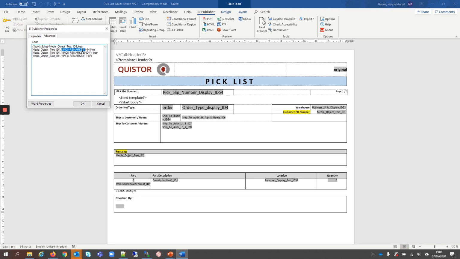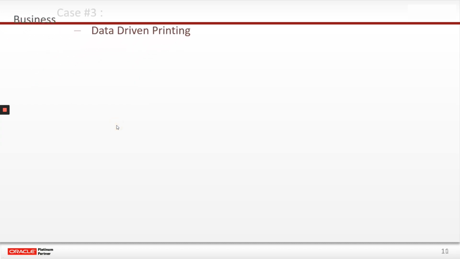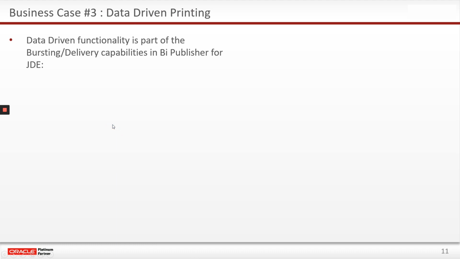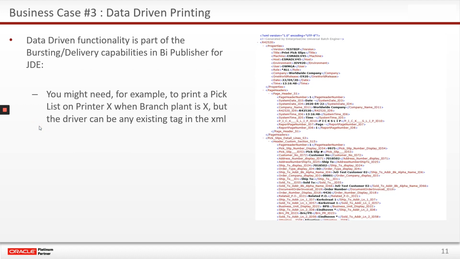And now let's move forward to the next business case, which is the use of data-driven printing. Data-driven printing is functionality which is part of the bursting and delivery capabilities in BI Publisher for JD Edwards. It is very useful when, for example, you need to print your pick list on different printers based on the branch plant, which is on the sales order. But it's not only that, because actually you can use as a driver any of the existing tags in the XML. So let me show you an example to see how that works.